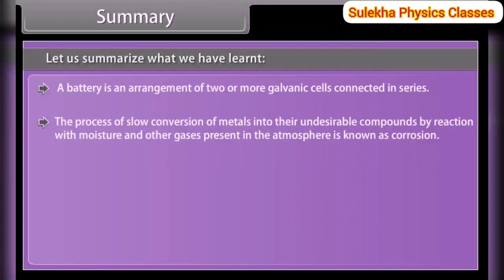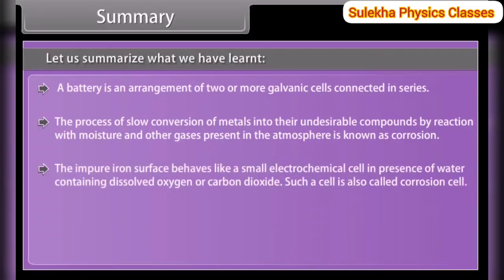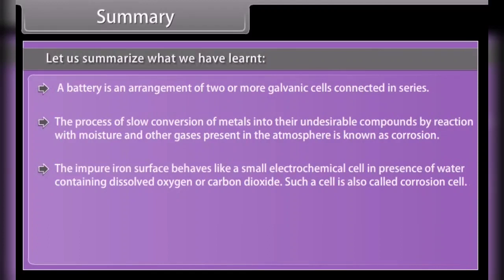The process of slow conversion of metals into their undesirable compounds by reaction with moisture and other gases present in the atmosphere is known as corrosion. The impure iron surface behaves like a small electrochemical cell in presence of water containing dissolved oxygen or carbon dioxide. Such a cell is also called a corrosion cell.